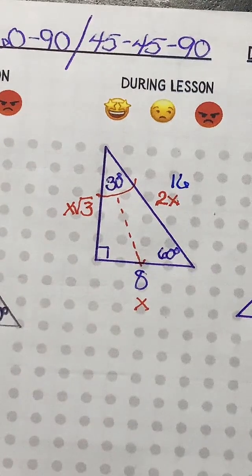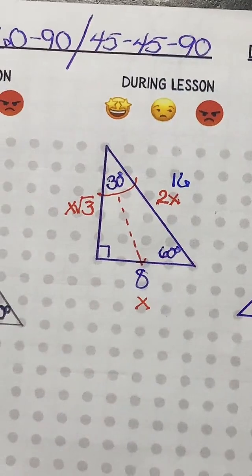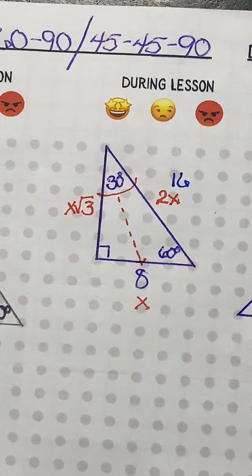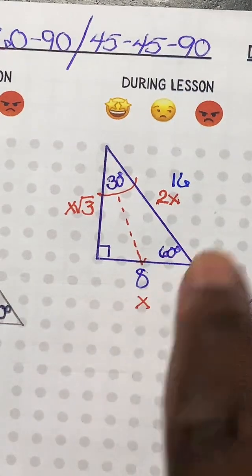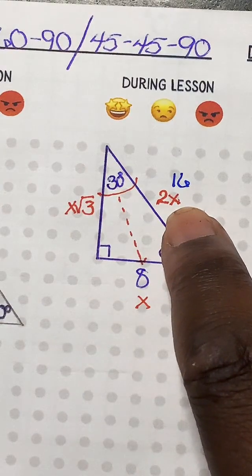Sorry, I had a pen cap in my mouth. So we had our 16. Okay, so we got 8 times 2. That would give us our 16.